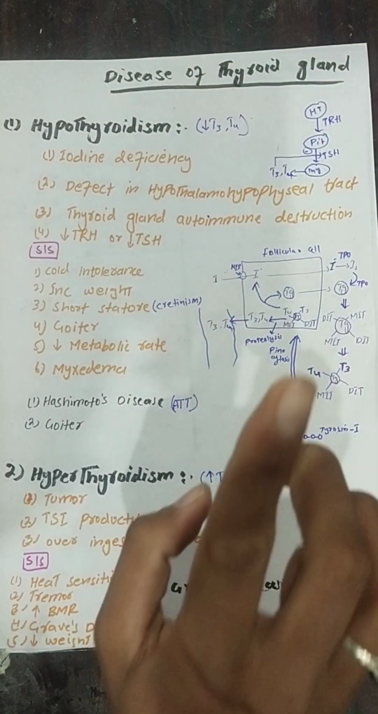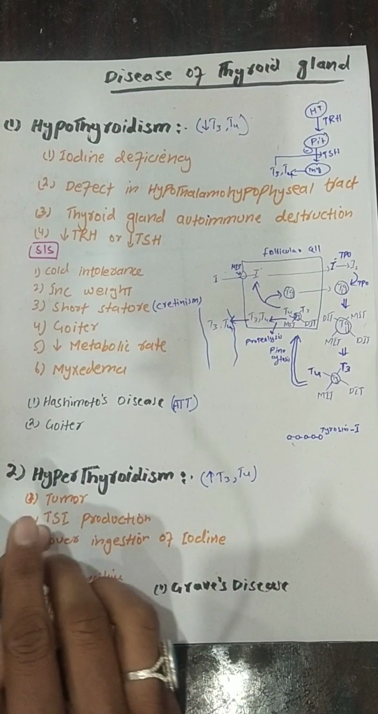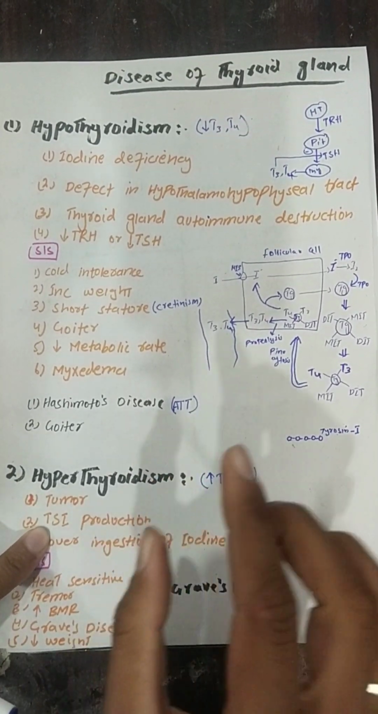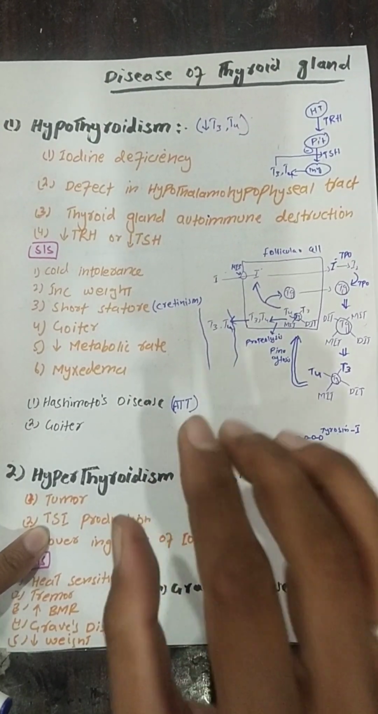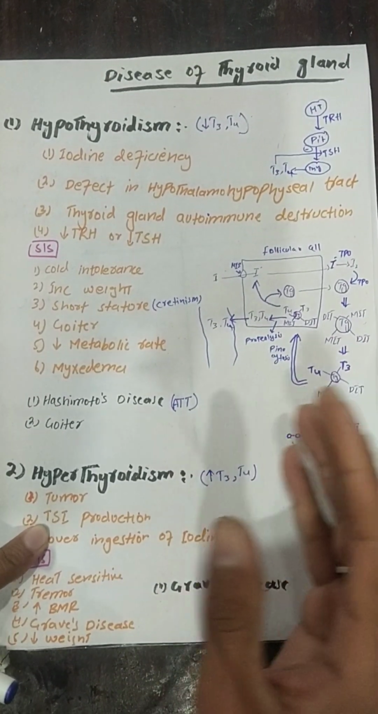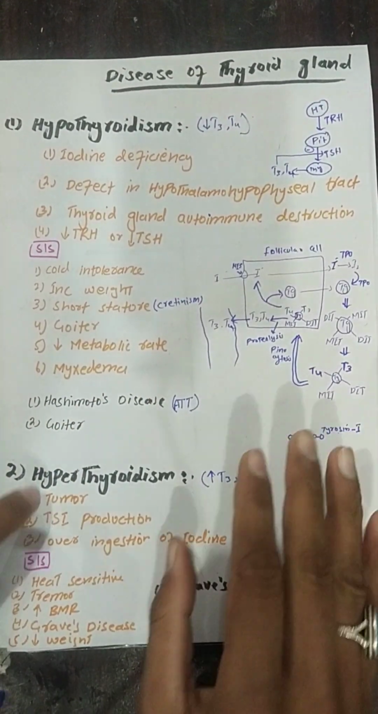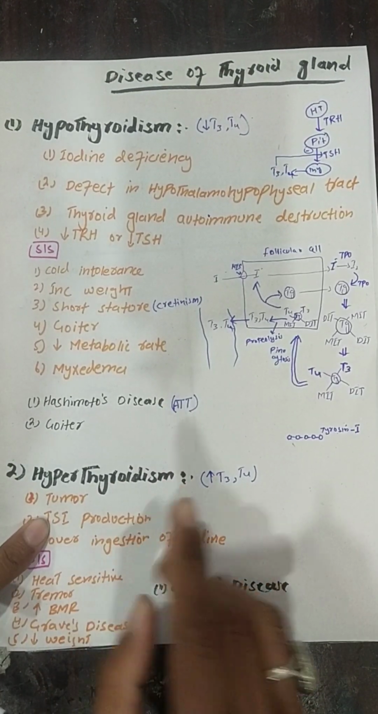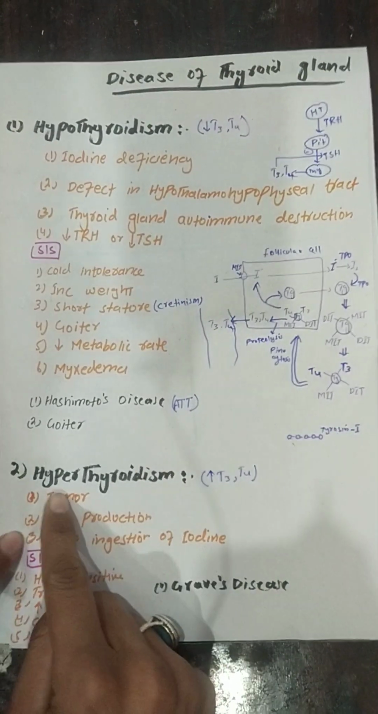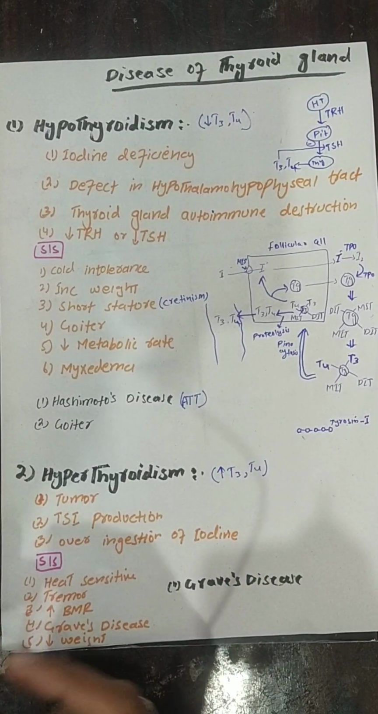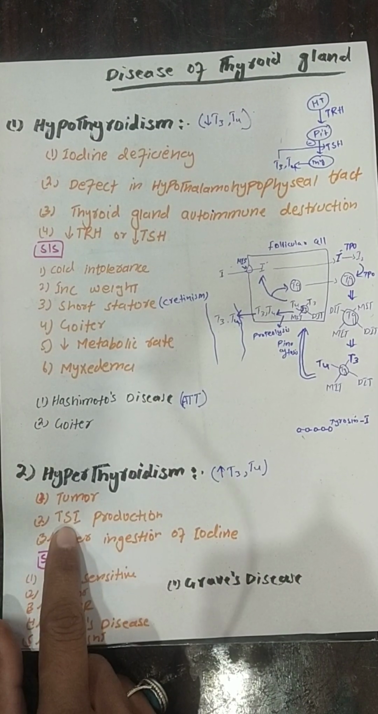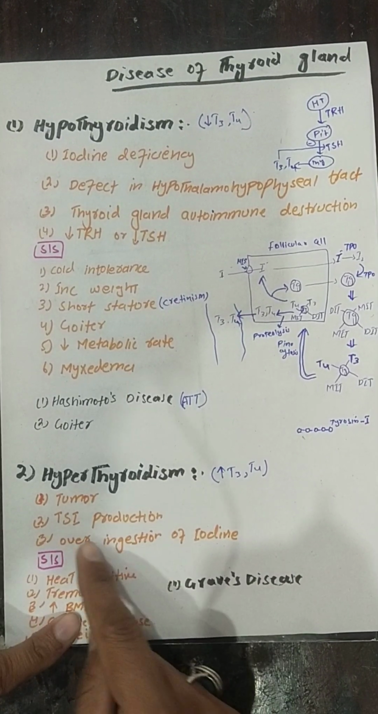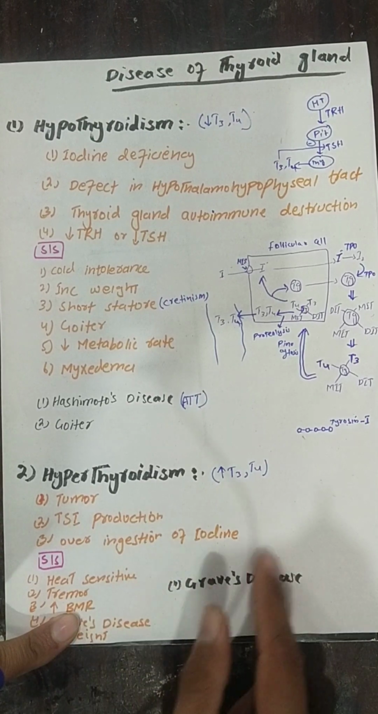So it has a negative feedback mechanism, but TSI has no negative feedback mechanism, which gives it the ability to remain attached to the receptor and continuously form T3 and T4. So the TSI level will not decrease, it remains the same, and the increased production of T3 and T4 will lead to hyperthyroidism, okay. This TSI production occurs in Graves disease. Okay, so the phenomenon which I just explained was Graves disease.